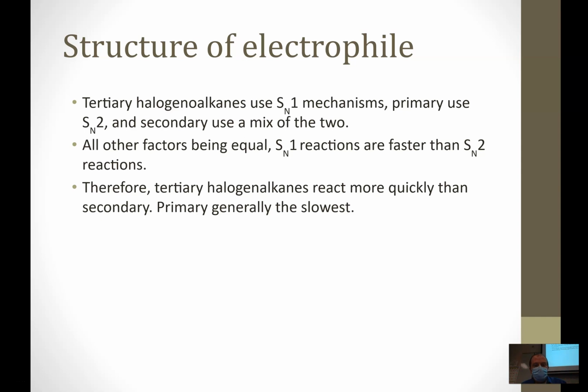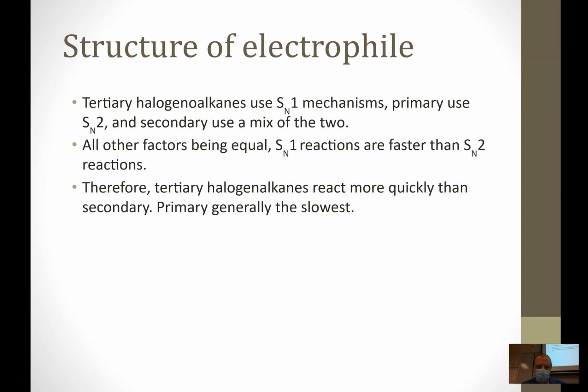So the structure, as we've been talking about: tertiary are going to use Sn1 exclusively. Primary are going to use Sn2. The primary ones are not able to stabilize that carbocation. We talked about the inductive effect. They can't really stabilize that carbocation that's required in the Sn1 mechanism. But secondary will use a mix of the two. Sn1 reactions are going to be a little faster than Sn2 reactions, just in general, probably because there's only one molecule in the slow step. That's probably one of the reasons.